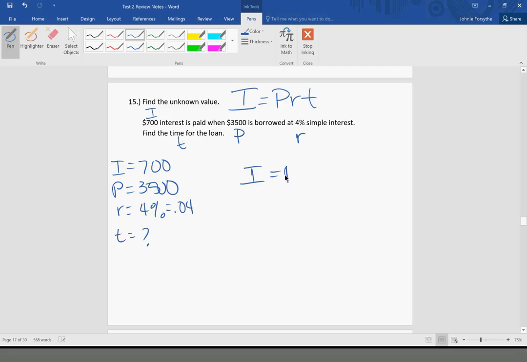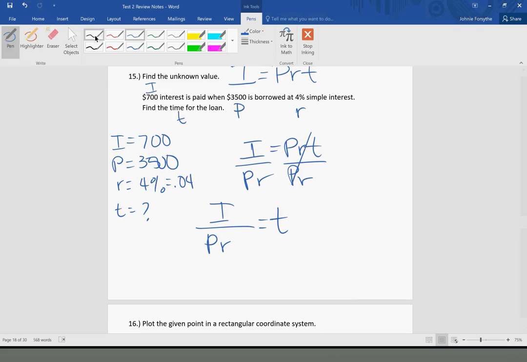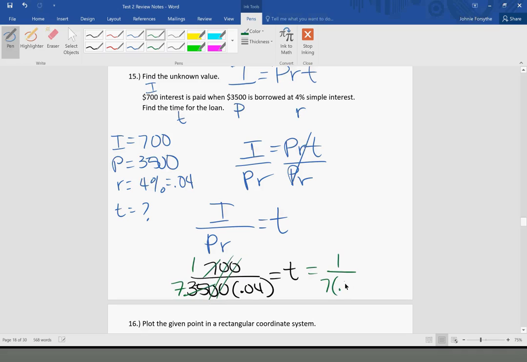So if we solve this for t first, we divide by PR, then I have I divided by P times R equals T. So we can plug in our values. So I is 700 divided by 3,500 times 0.04 equals time. All right. So we can actually simplify a little bit here. We can cross out those zeros, and 7 can divide into 35 5 times. 5 times 7 is 35. So we can reduce 7 over 35 to be 1 over 7. So it's actually like saying 1 over 7 times 0.04. That's a lot easier to divide.